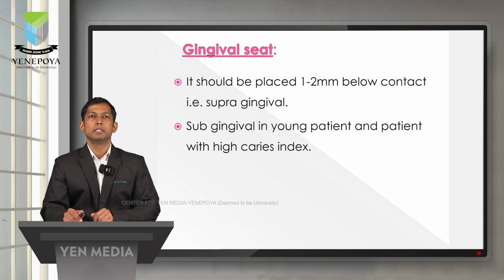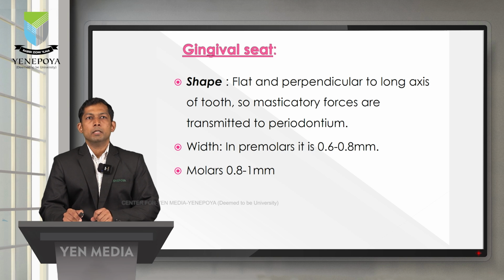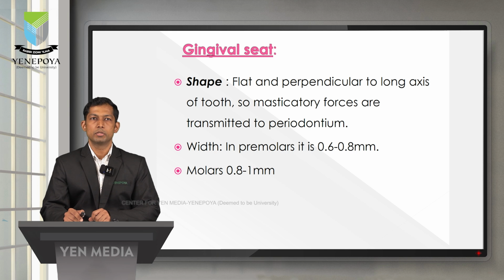Coming to the gingival seat, it should be placed 1 to 2 mm below the contact and above the gingiva, that is, supragingival. The subgingival gingival seat is given in young patients and patients with a high caries index. That is because in young patients the gingival level is higher compared to elderly patients, and in high caries index patients the caries is deeper. Coming to the shape of the gingival seat, it should be flat and perpendicular to the long axis of the tooth, so the masticatory forces are transmitted to the periodontium. Width of the gingival seat in premolars is 0.6 to 0.8 mm ideally, and in molars 0.8 to 1 mm.